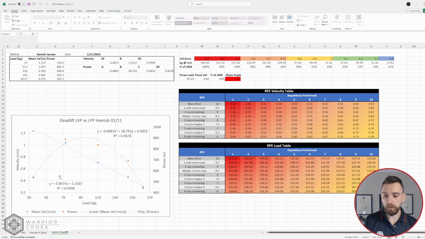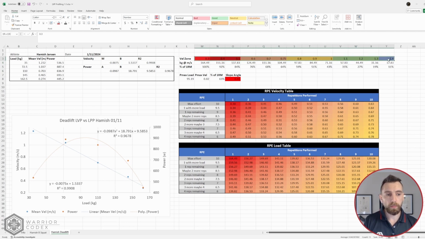These equations here give us these numbers, which I then add up here. This then calculates, based on the velocity that you'd like to move the weight at, what weight you need to be moving, and roughly what percentage of your lift that would be equivalent to. Each of these is what's called a velocity zone.